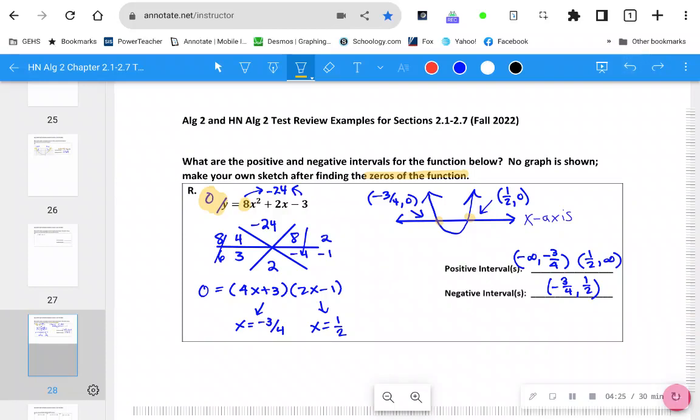Okay, and then you just go through the process of finding out where it's below the x-axis, from -3/4 on the left to 1/2 on the right, to where it's above the x-axis, and that would be from -infinity on the left to -3/4 on the right. And the other one is over here, starting at 1/2 and going forever to the right.